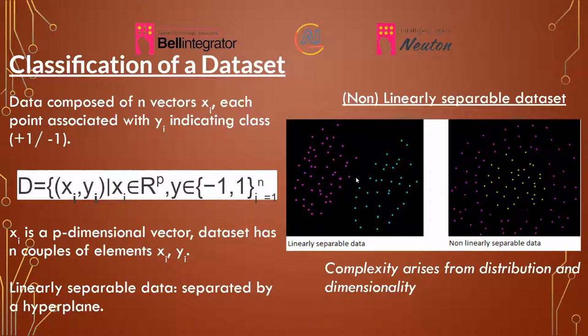My data is going to be composed of n vectors, xi, each point associated with a label. And the label is binary in this case, so I can call it plus or minus one. So y is going to basically belong to either minus one or plus one, this category here. And the vectors themselves can belong to a p-dimensional space. So each of these vectors will have p dimensions, and there can be n vectors of this kind. So this is my space. And linearly separable data can be separated by a hyperplane, and we are now looking for this hyperplane.